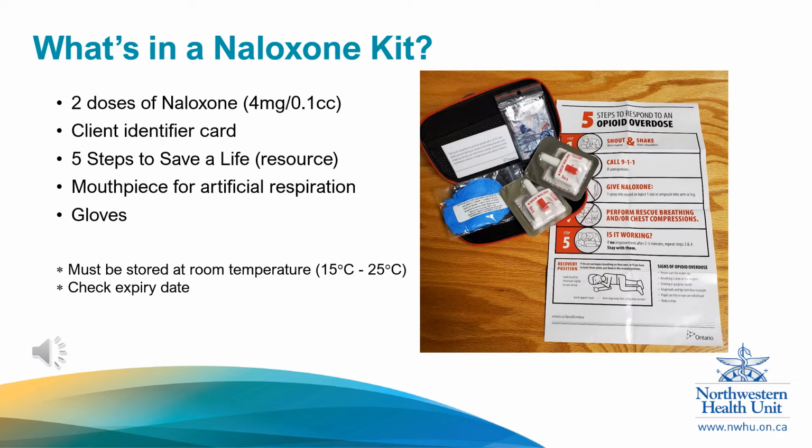Inside your naloxone kit, you will find 2 doses of naloxone, 4 milligrams or 0.1 cc each, a client identifier card, 5 steps to save a life, a mouthpiece or mouth cover for artificial respiration, and a pair of gloves. Please note that the naloxone kit must be stored at room temperature, and you must always check the expiry date.